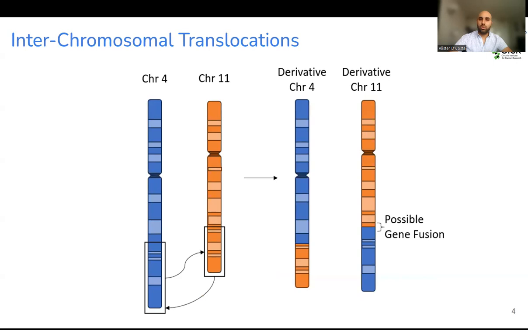One of those larger chromosomal rearrangements is interchromosomal translocations, where a portion of one chromosome is exchanged with that of another, shown here as a translocation between chromosomes 4 and 11. We can see that at the breakpoint fusion, where the two chromosomes have actually translocated and swapped sequence, there's a possible gene fusion, where one gene from one chromosome has merged with that on the other chromosome and generates a fusion gene product that may be detrimental to the health of the individual where this translocation has taken place.